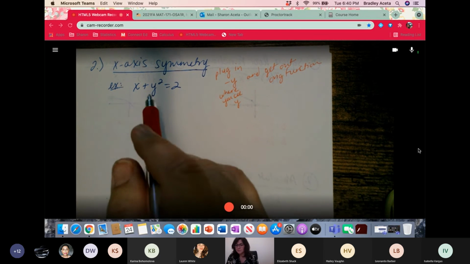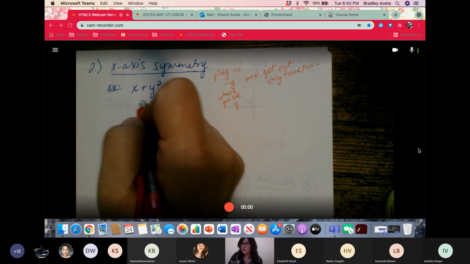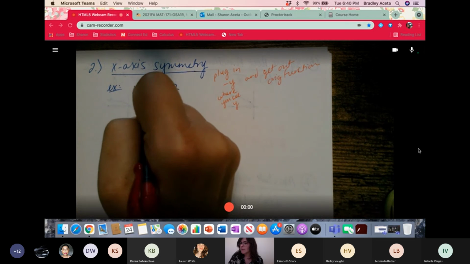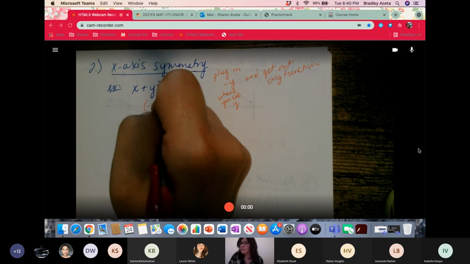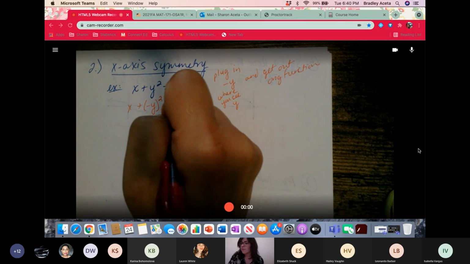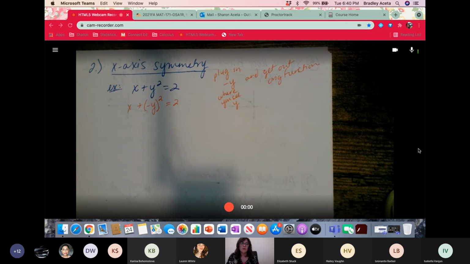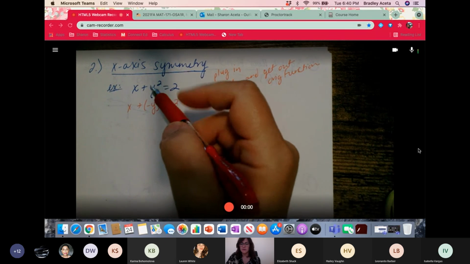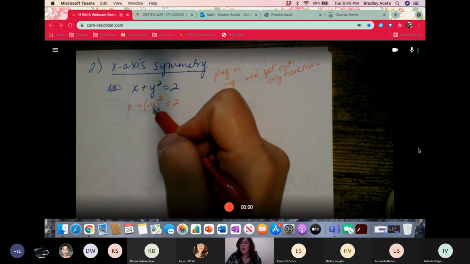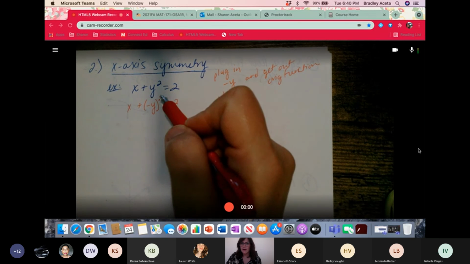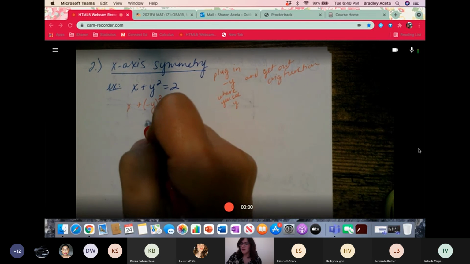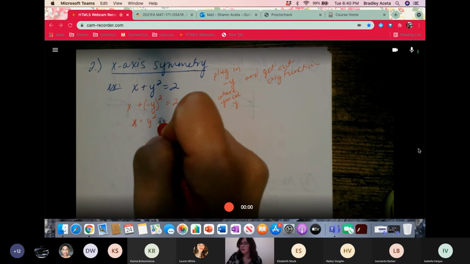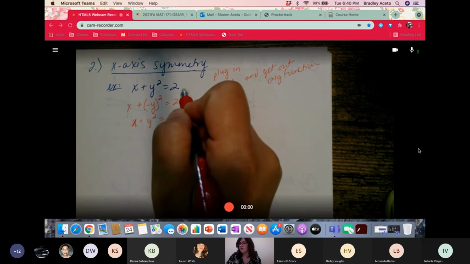So this one, if I algebraically plug a negative y where I see the y, would I get out the original function? Well, again, here's that concept of squaring something. Negative y squared, negative y times negative y becomes y squared again. Well, look at that. I've got the original function.